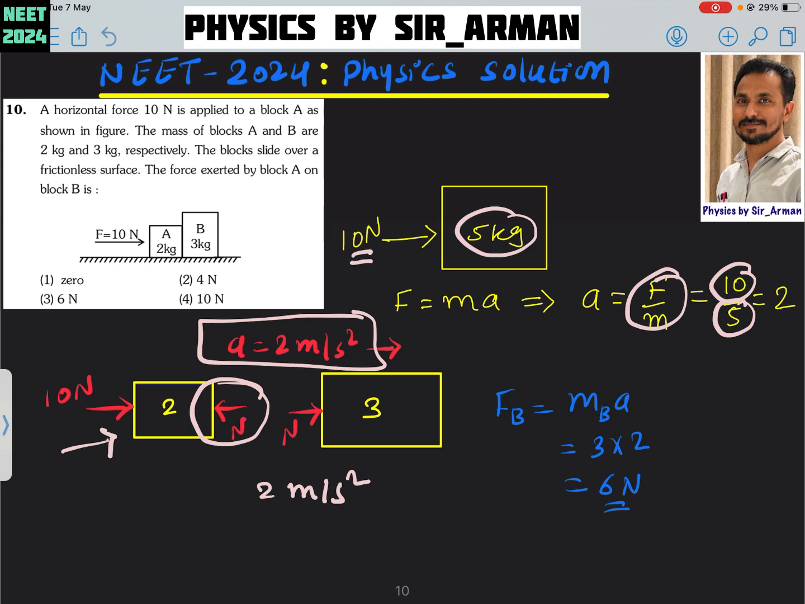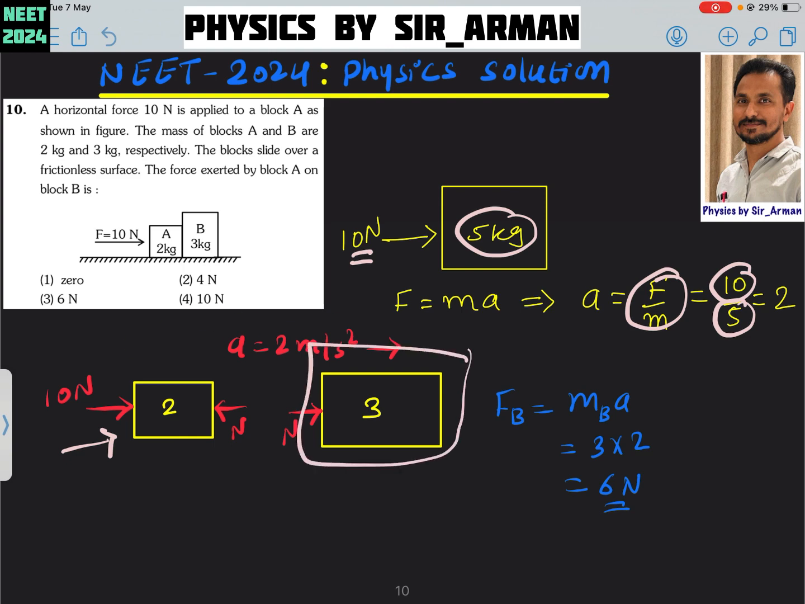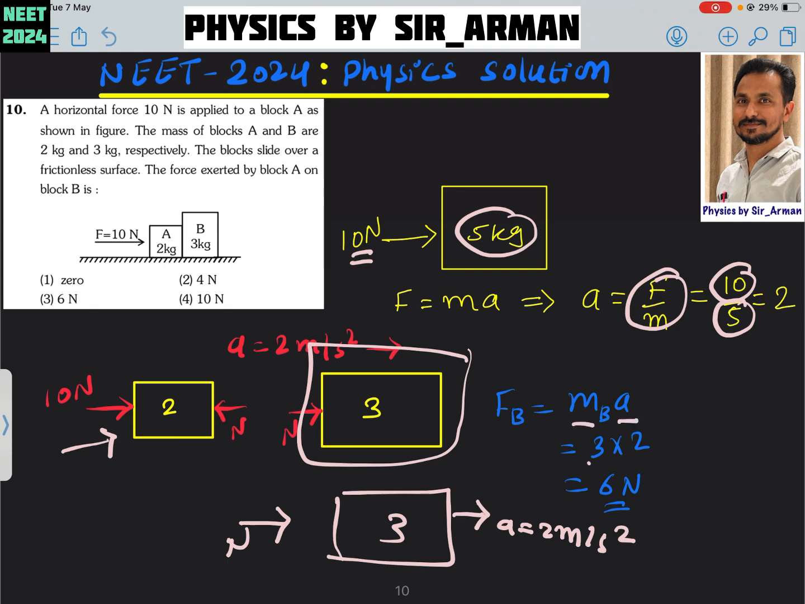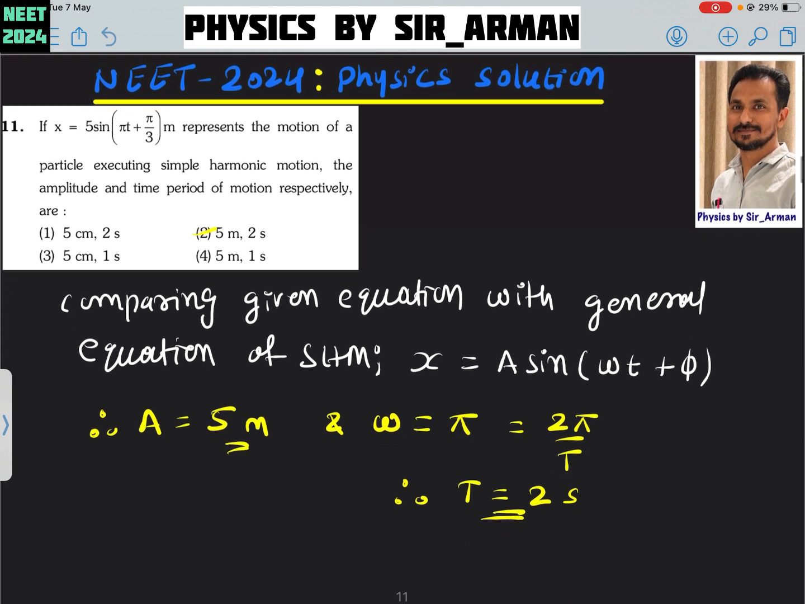If we just focus on the second block and draw a free body diagram, on the second block a normal or contact force is acting, which is driving it with an acceleration of 2 meter per second square. From Newton's second law, force is equal to mass into acceleration. Mass of the second block is 3, acceleration is 2, so a 6 Newton force is acting on the second block, and this force is provided by the first block. So the force exerted by block A on block B is 6 Newton. Again, it was a very easy question.